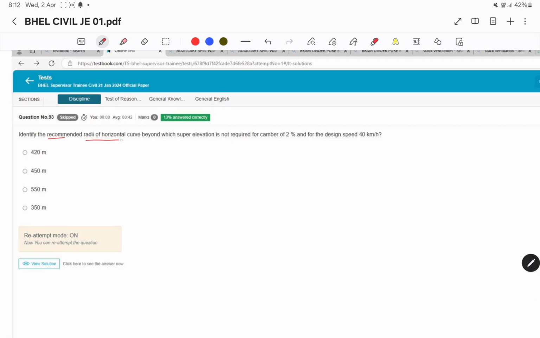Indian Roads Congress recommendation: radius of horizontal curve. Radius of horizontal curve beyond which superelevation is not required for camber 2% and for design speed 40 km/h. V square पर 225 आर.